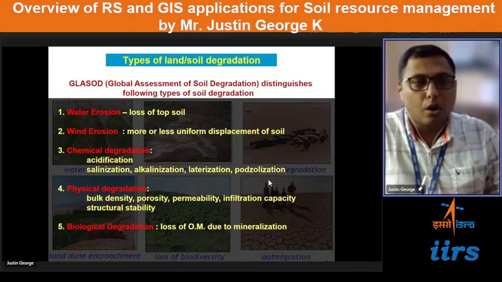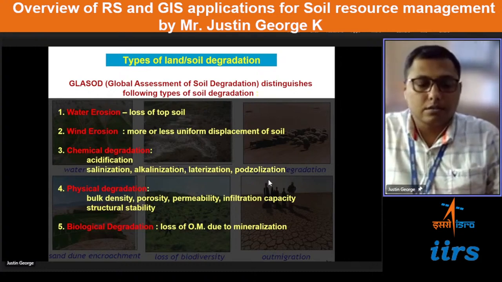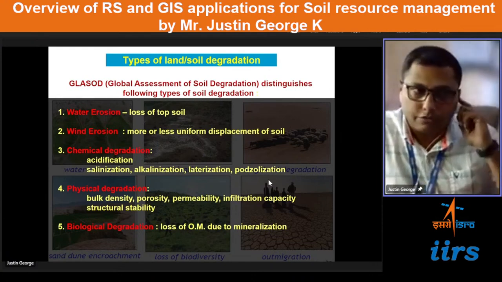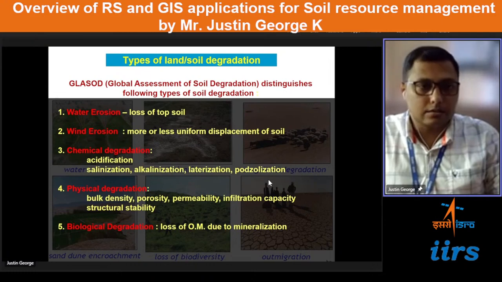It is the loss of topsoil by the effect of water, whether it is rainfall or severe runoff. Then the second is wind erosion, which is more or less the uniform displacement of soil, mainly by the activity of wind. It mainly occurs in arid, semi-arid as well as subhumid regions, where the rainfall is less and the temperature is high.